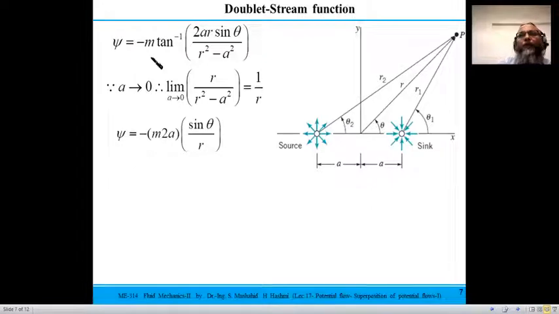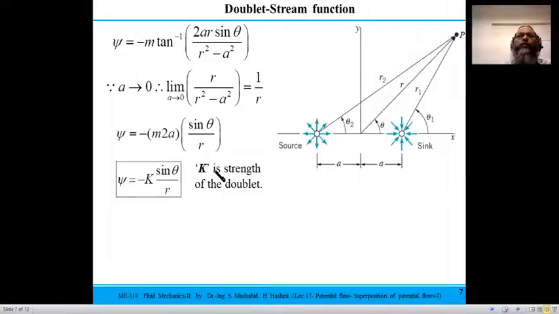So eventually, minus m and 2a, because 2a is a constant, you take out from the inverse. So sine theta over r is there, and that would be your corresponding stream function. Since m and 2a are a product which is a constant, this constant is called the strength of the doublet. The source and sink are of equal strength, and if you multiply their strength by the distance between the source and sink, you get the constant K, which is called the strength of the doublet.